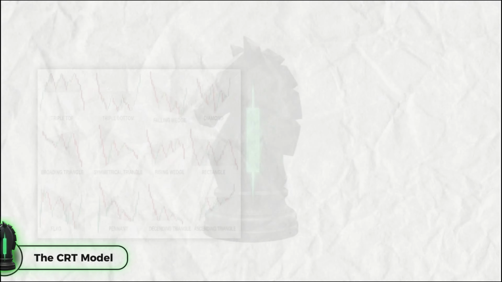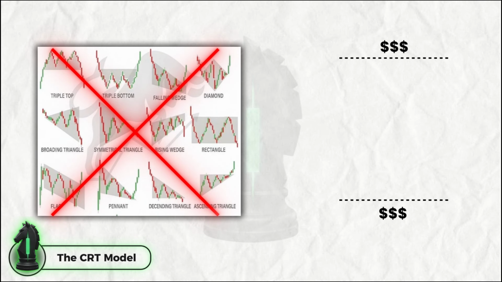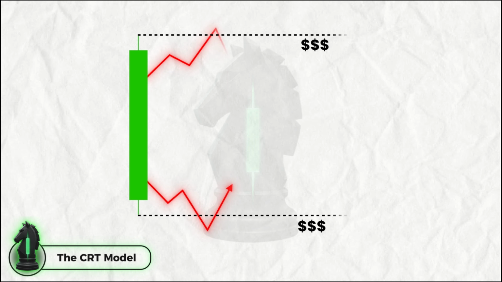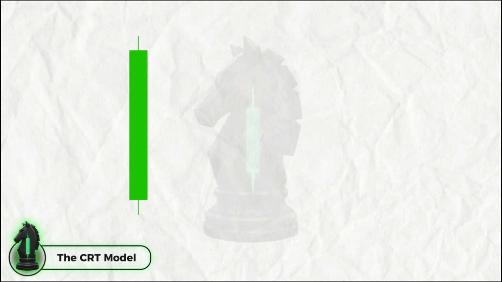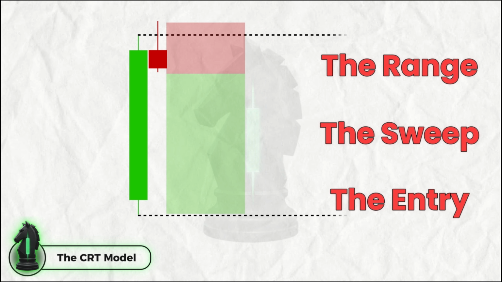This advanced concept strips away the macro noise and focuses strictly on the internal liquidity dynamics of individual candlesticks. According to CRT, the absolute high and low of any given candle act as the most critical localized liquidity boundaries that subsequent candles will interact with. The strategy operates on a highly structured three-candle cycle: the range, the sweep, and the entry.